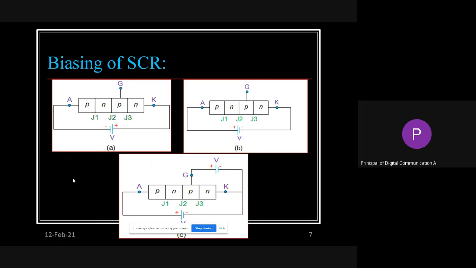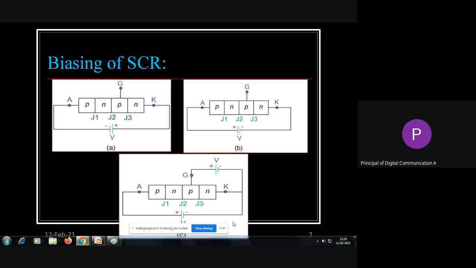So this is what we have seen yesterday, that is biasing of SCR. You have to just watch these three diagrams and put in the chat box that three modes are there. From the diagram it is clear, but what is figure A for, what is figure B for, and what is figure C for. That I am expecting from your side.